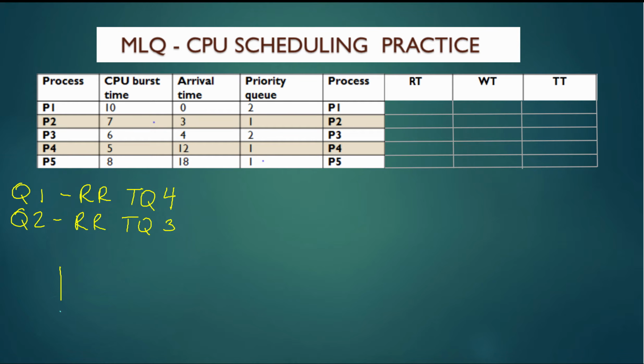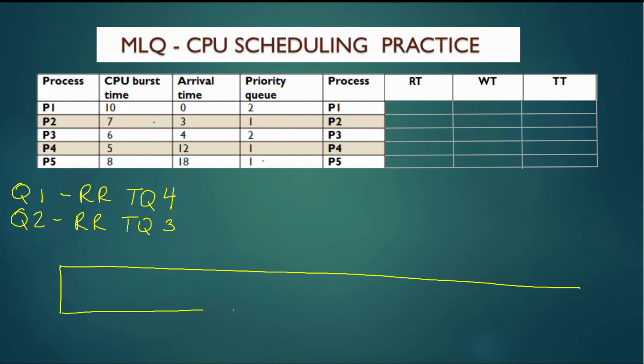So I'm going to go down here, draw my Gantt chart, and we'll get started at time 0. At time 0, if we take a look up here, we can see that the only one that has arrived at time 0 is P1. So P1 will go first. And P1 is a Q2 process. You can see here it's a Q2 process. So therefore, it does round robin with a time quantum of 3.